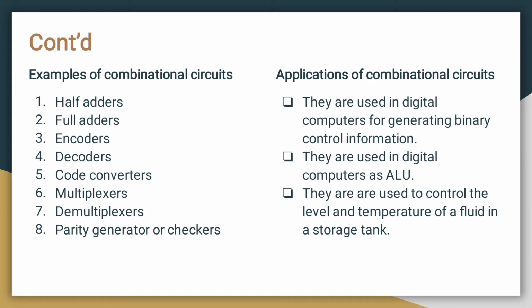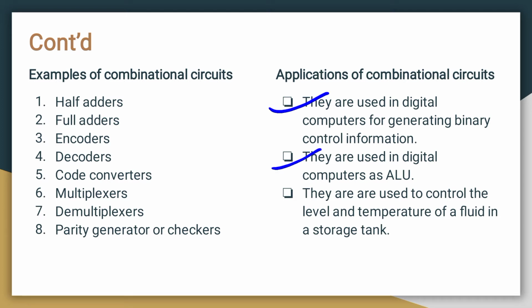So next is the application. When it comes to the application, they are used in digital computers for generating binary control information. So we are going to use this to generate the binary control information, nothing but zeros and ones. Clear? So the logic gates will give you the zeros and ones. Depending on the decimal input, you can get the binary outputs. We already studied this in unit 1, that is how we convert decimal to binary, binary to hexadecimal, then octal, like this. So we are going to use this on a computer.